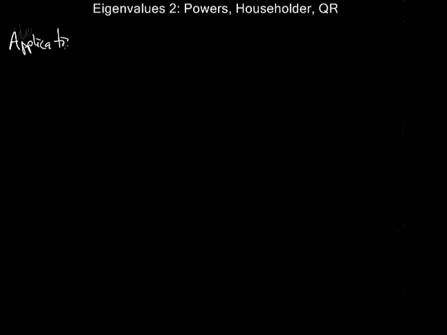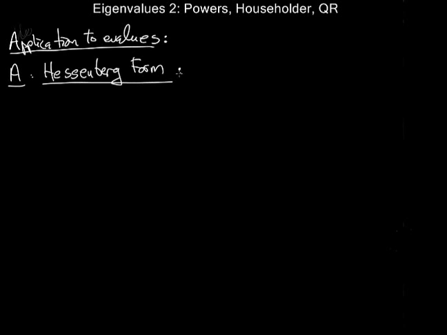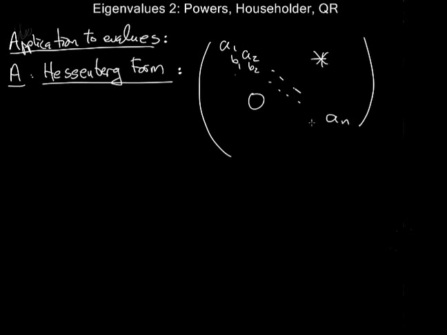Okay, let's now finally get back to our application to computing eigenvalues. So I'm going to start this by talking about a new kind of matrix. A matrix is said to be in Hessenberg form if it looks as follows. It has some diagonal entries, and then the one diagonal just below the main diagonal is allowed to have some entries, and then everything else below the main diagonal is 0. So it's upper triangular with one additional diagonal, the subdiagonal, which is allowed to be non-zero. So this is almost upper triangular, but not quite.